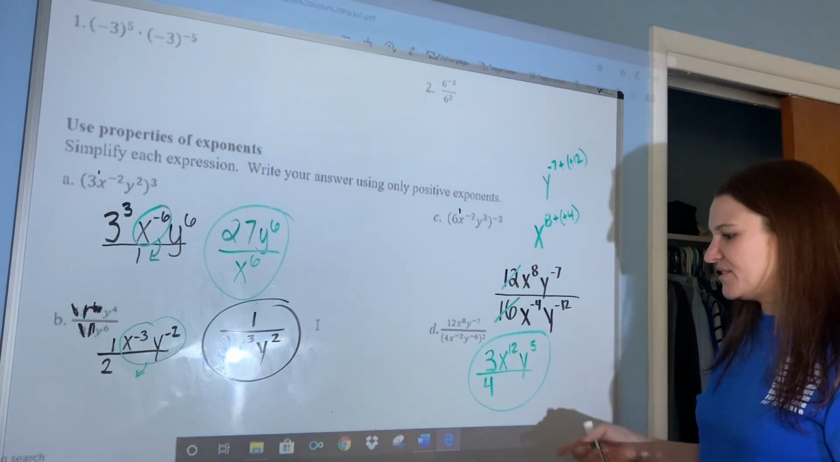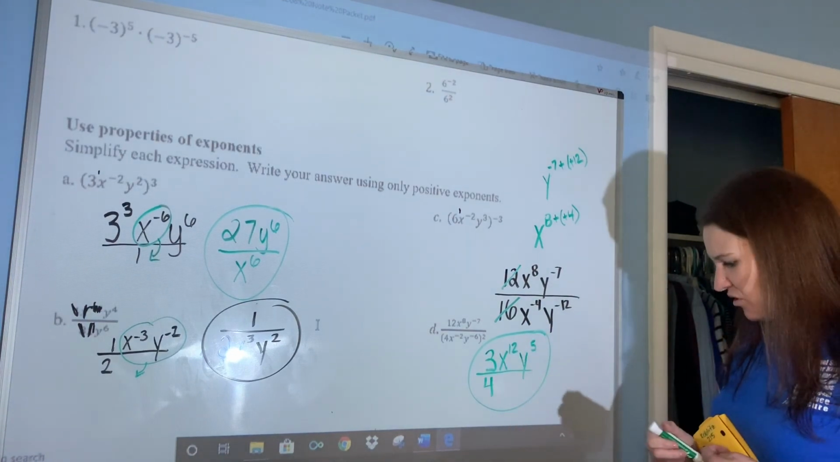There are no negative exponents. My numbers are simplified, so I think I am all done with this one.